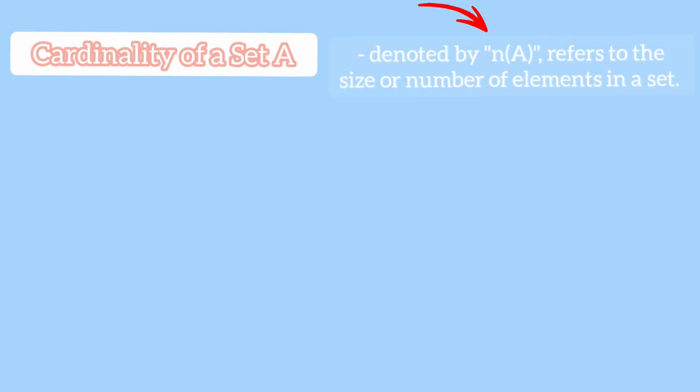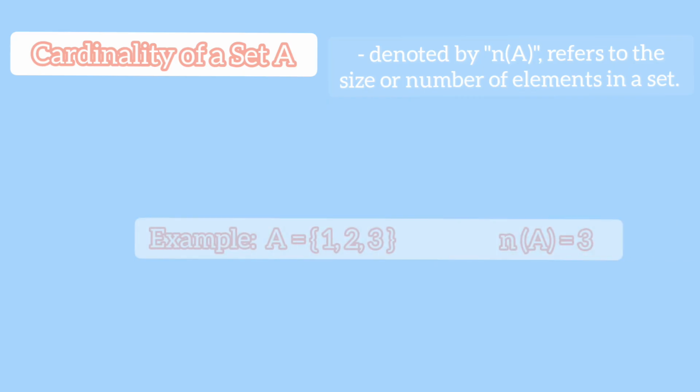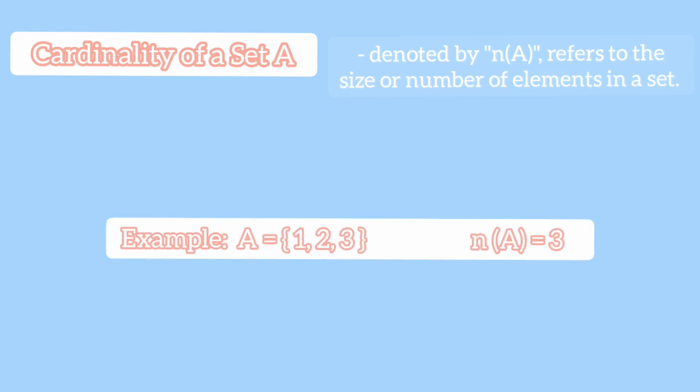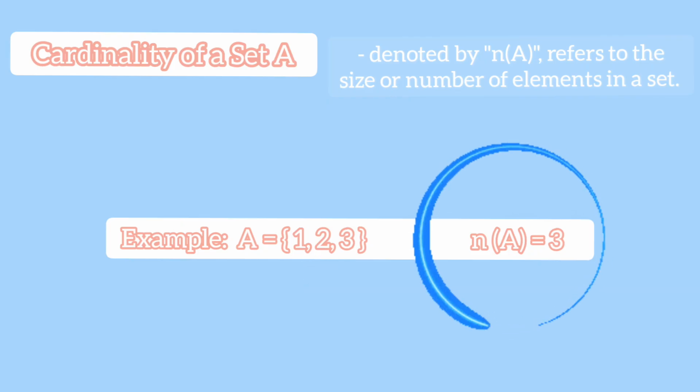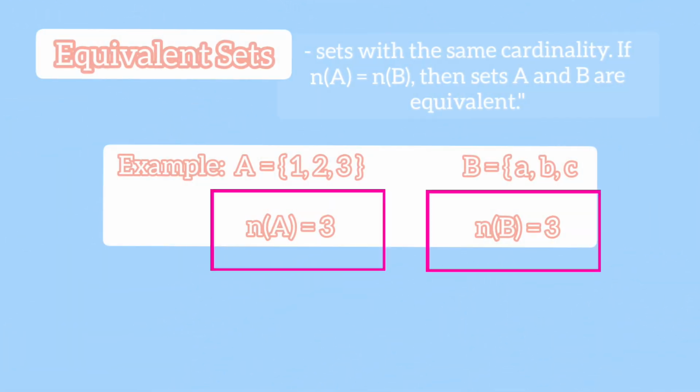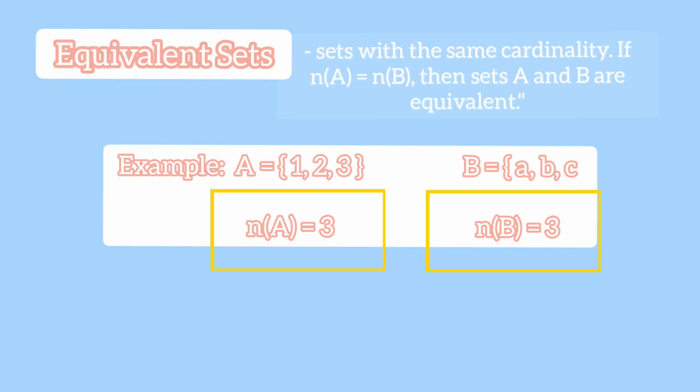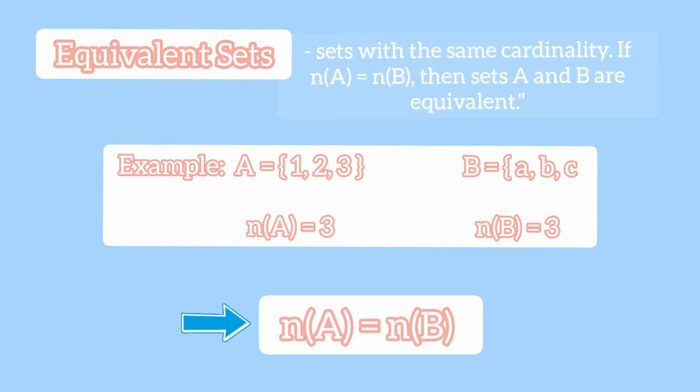Cardinality of a set A, denoted by this symbol, refers to the size or number of elements in a set. For example, if a set A contains the elements 1, 2, and 3, then the cardinality of set A is 3. Equivalent sets. Sets with the same cardinality. If the number of elements in set A is equal to the number of elements in set B, then sets A and B are equivalent.